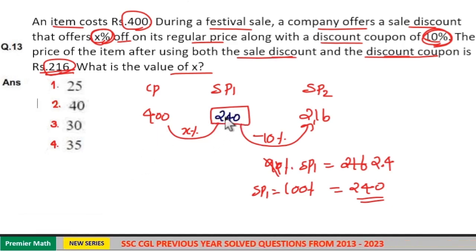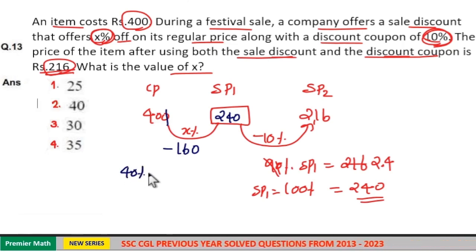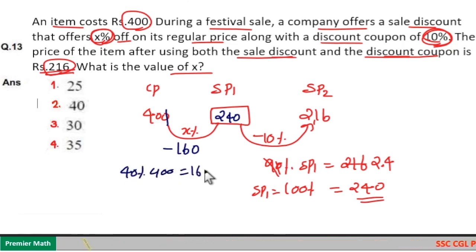Now you can see here difference between 400 and 240 is equal to 160 rupees. So this 160 rupees means 10% of 400 is 40. So 40% of 400 is 160, which means here discount X is equal to 40%. Option 2 is your answer.